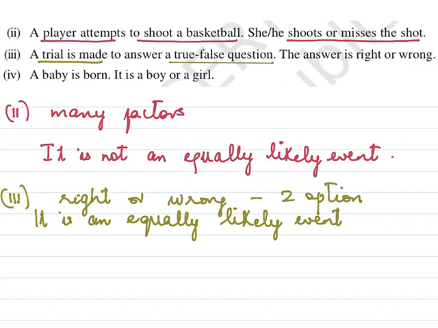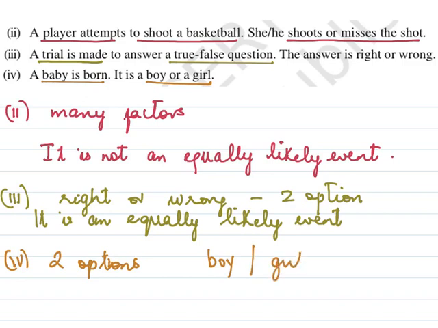For the next, a baby is born. Is it a boy or a girl? Now here again, there are only two options, and that could be a boy or a girl. There's equal possibility it could be a boy or a girl. So here we could say it is an equally likely event.